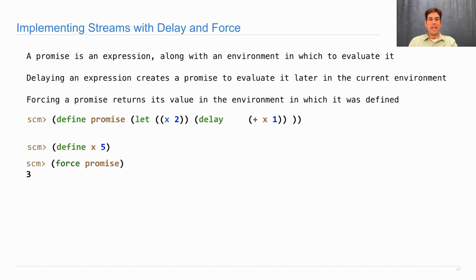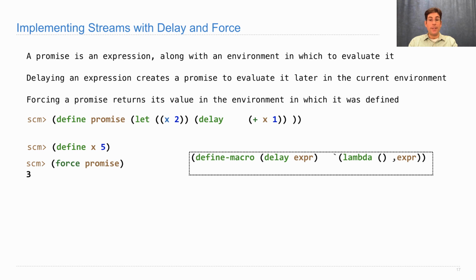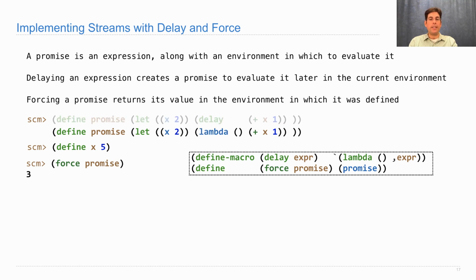Here's one possible implementation of delay and force. To delay an expression means to replace (delay expression) with a lambda, taking no arguments, and that expression. Forcing a promise means to call that promise, as if it were a procedure. This implementation is equivalent to saying that every time you delay an expression, you're really just writing lambda with no arguments. Every time you force, you call the lambda procedure that was created when the expression was delayed. So really, there's nothing more to lazy evaluation than creating procedures with a body that is the expression to be delayed, and then calling that procedure when it's time to evaluate the expression, whenever the value is needed.